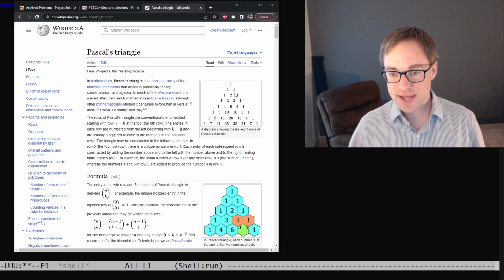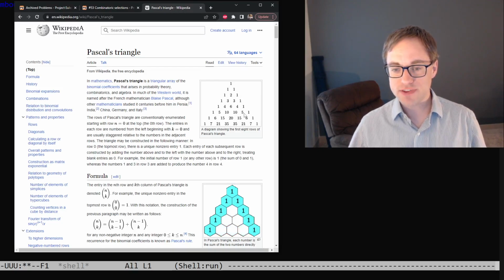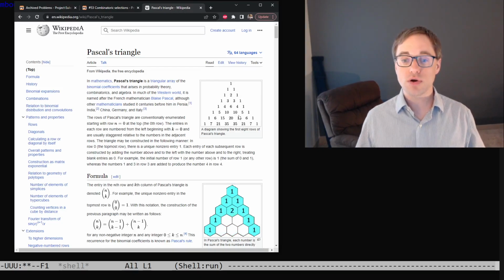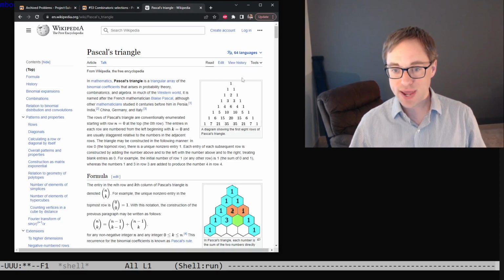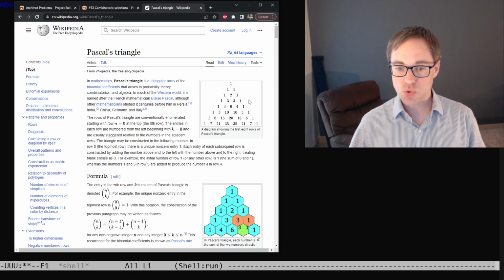You'll notice that the number of elements in each row is 1 more than n. So when n equals 0, there's 1 element. When n equals 1, there are 2 elements, and so on.